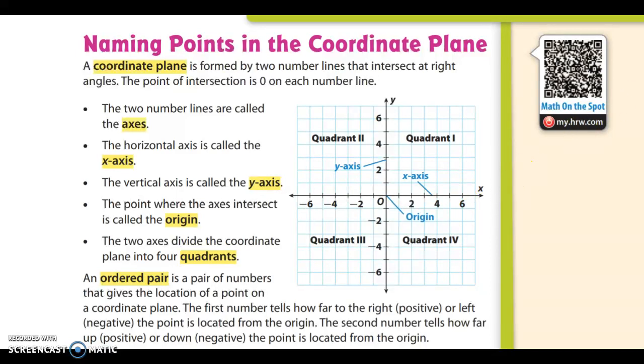That's this one right here. And the vertical axis is called the y-axis. The point where the axes intersect is called the origin. That's right here. You can see it right here. The origin. The origin is 0, 0.